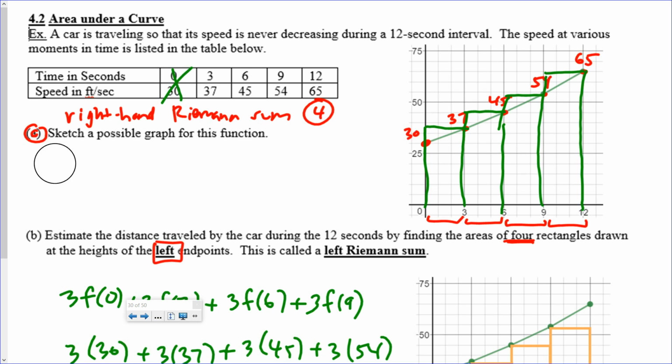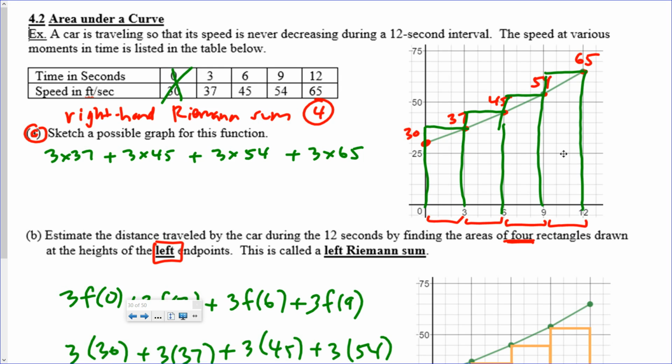No, that's not right. What is it, guys? 3 times 37. Thank you. The area of the second rectangle is 3 times 45, right? Area of the third rectangle is 3 times, did you get 54? And then the area of the last rectangle is 3 times 65. You put all of that into your calculator, okay?